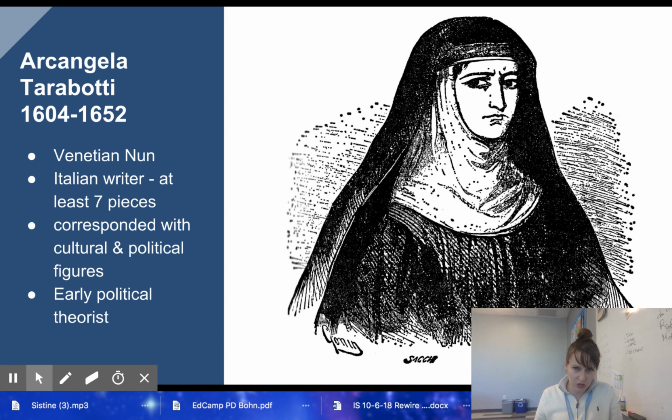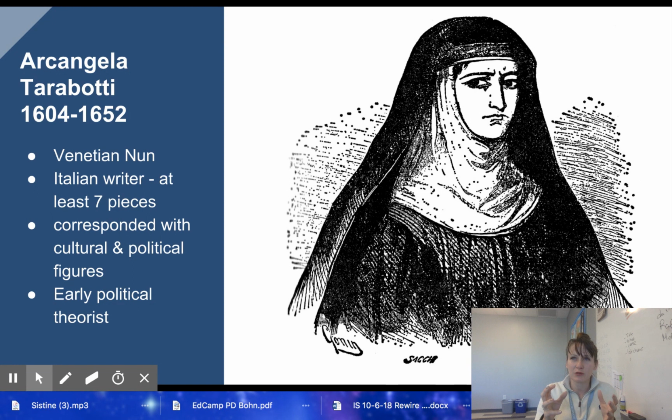Moving to the future, we have Tarabotti here, and she was a Venetian nun, but she was a writer who wrote at least 7 pieces. 5 of them were published. She corresponded with a lot of cultural and political figures of the day. And she was considered maybe an early proto-feminist, asking why there is so much misogyny in the world, and also a political theorist. These are just two examples I found quickly after reading a few papers online. There's more.